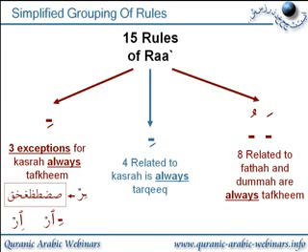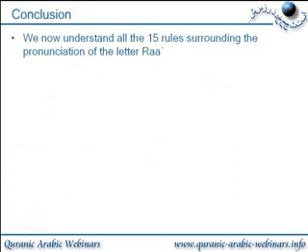So hopefully that would have simplified it for you. So in conclusion, we should understand the 15 rules surrounding the pronunciation of the letter ra, and we've simplified it so you should have a simplified method of remembering all those rules. So you don't necessarily have to remember all 15 individually, just remember the three big concepts.